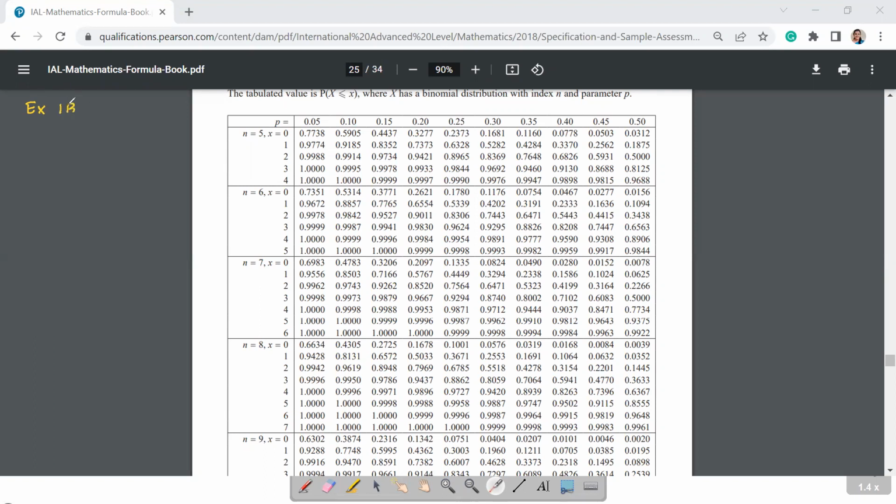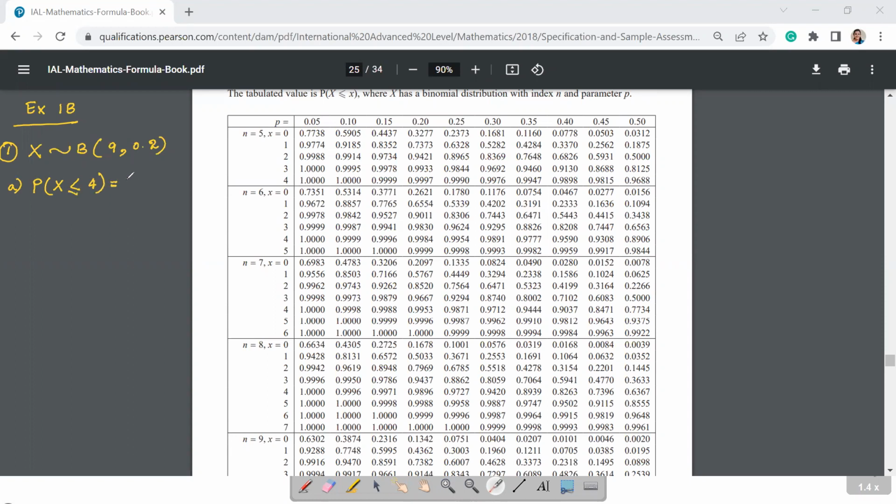Exercise 1B, question number 1. X follows a binomial distribution. n value is 9, probability of success 0.2. Okay, so part A, what probability are we supposed to find? Find the probability X is less than or equal to 4.